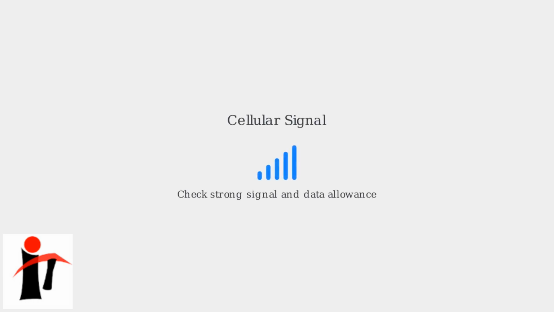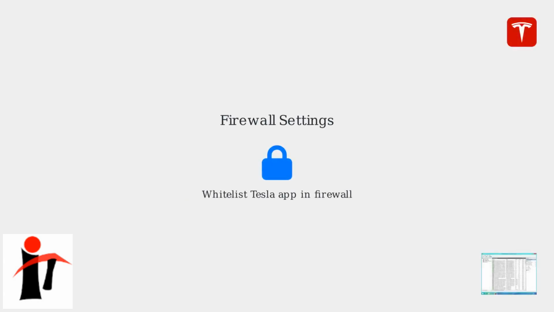If using cellular data, ensure you have a strong signal and sufficient data allowance. Poor coverage or data limits can disrupt the app. Consider whitelisting the Tesla app in your firewall settings, if applicable. This allows the app to communicate freely without blocks.